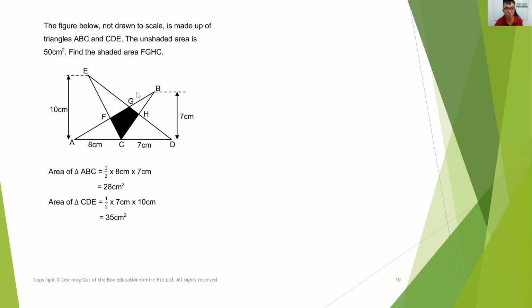In this question, let's do our case. Two triangles and the unshaded area is 50 cm. So unshaded: 1, 2, 3, 4. So 4 figures, 4 parts. Because there are two slanted triangles and you need to find the shaded area, you need to know how to find the area of a slanted triangle, which is half times base times height. You find it for ABC, the one over here, and then for CDE, the one below. Then you add them, minus away, and divide by 2.